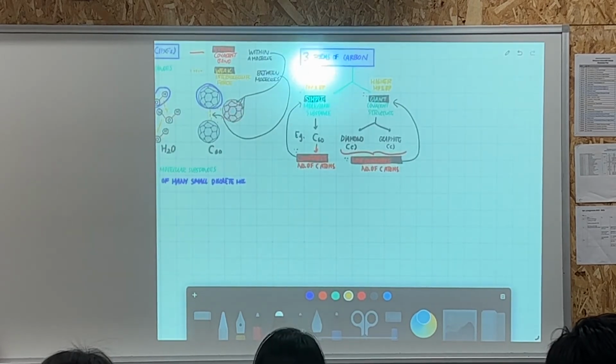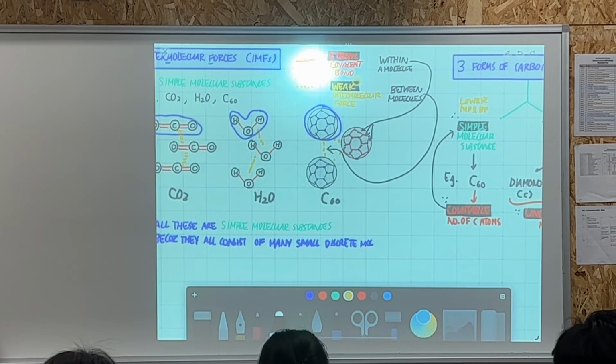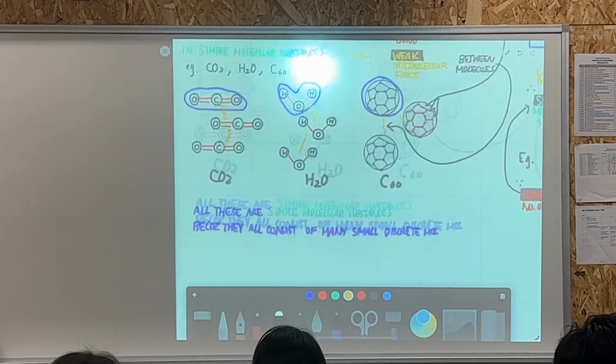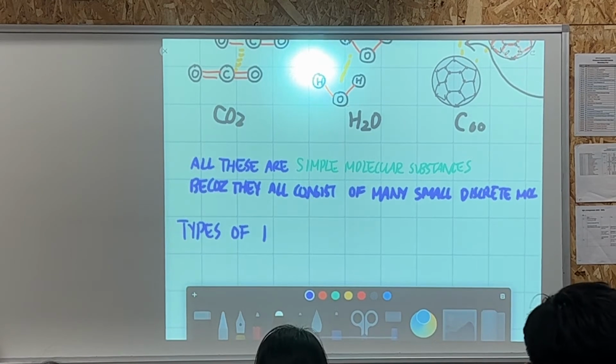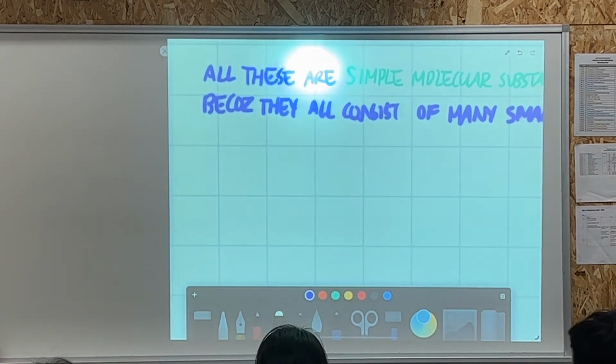Okay, now let's move on. Just now when I asked you what is present between molecules, you said van der Waals force. But unfortunately I have to tell you that van der Waals force is just one of the two possible intermolecular forces. So let's look at them now. So types of intermolecular forces, but before that I should tell you something.